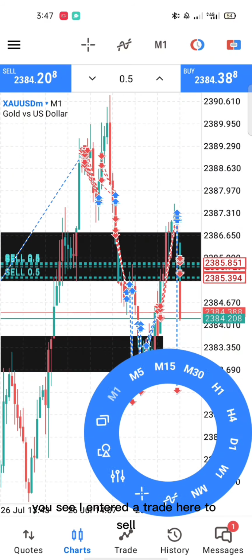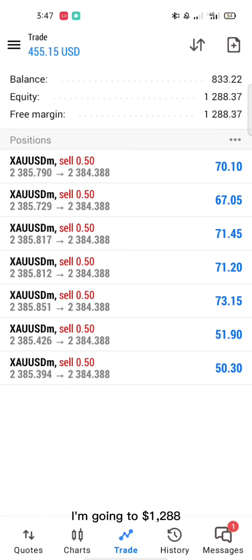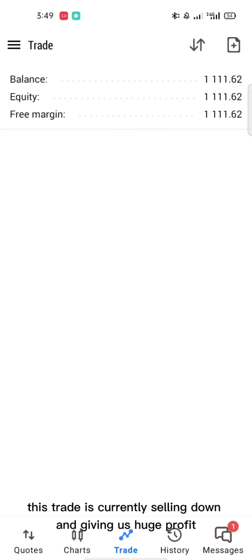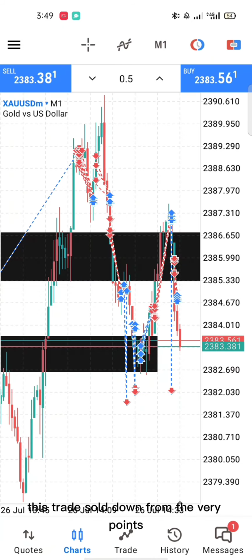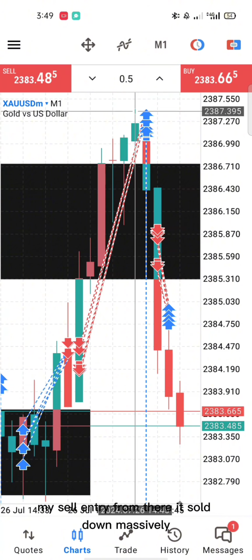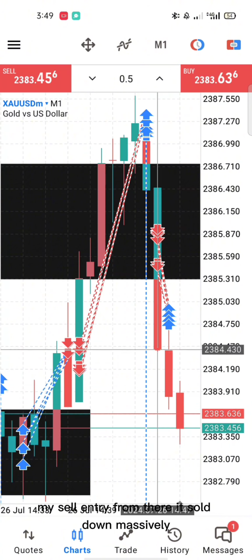You see, I entered the trade here to sell and currently $1,000 something and closing out the trade in profits. This trade is currently selling down and giving us huge profit. So guys, I closed my trade in profit from the very point. The trade sold down from that very area. My buy and sell entry from there sold down massively to the very point.